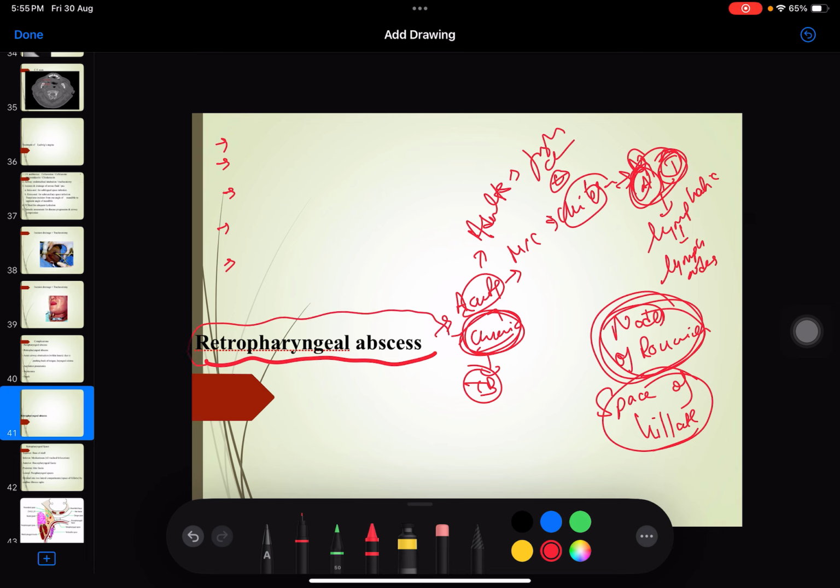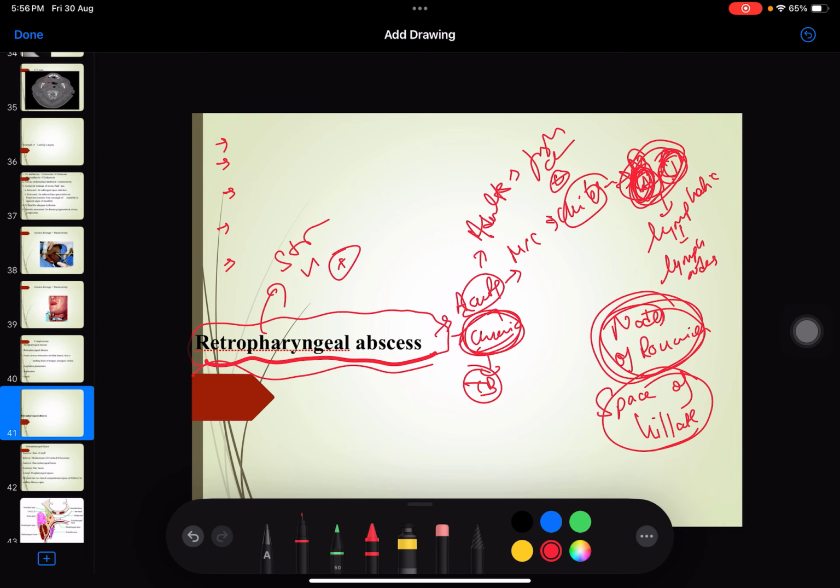Now let's talk about different causes of retropharyngeal abscess. Any cause that can involve the adenoids and tonsils, that can be Streptococcus pneumoniae, Haemophilus influenzae. These are the different organisms, plus there are more. We'll talk about this in the upcoming slides.